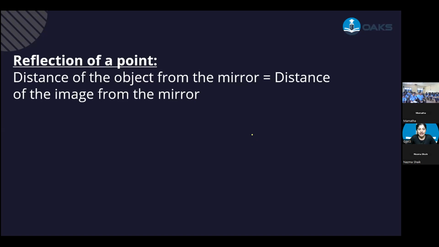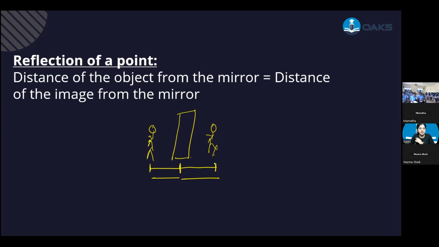Yes, madam. Okay. So distance of the object, suppose this is the mirror. So the person is standing here. Now the distance of the person with the mirror is equal to the distance of the mirror and the image. Right? We have an image here. So this is the same distance. So we have to keep this thing in mind while we are studying the next thing, right? The reflection of a point. We have to find the reflection of points. Now, distance of the object from the mirror is the only rule we are using.